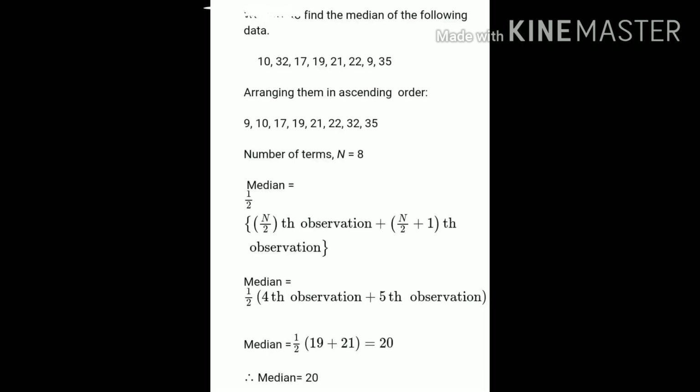Let's take another example. Find the median of the following data: 10, 32, 17, 19, 21, 22, 9, 35. Here the number of data is 8. That means the number of data is even. So first the data is arranged in ascending order, that is 9, 10, 17, 19, 21, 22, 32, 35. Then n is even here. What is the formula to find the median of an even number of data? Half into n by 2 th observation plus n by 2 plus 1 th observation.